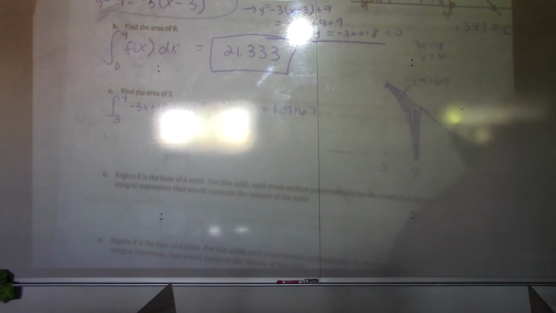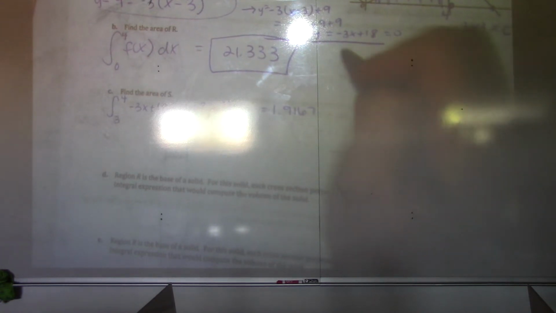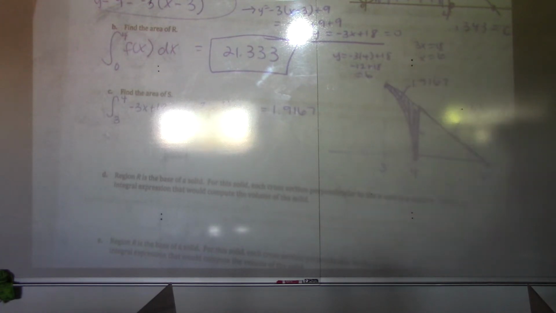Now the rest of S is this triangle right here. I already know the base of the triangle is 2, so I'm going to say base times height over 2. The base is 2. I just need to know the height. The height is just what the line is when x is 4. So I'm going to plug in y equals negative 3 times 4 plus 18. Negative 12 plus 18 is 6. So see how the height right there is 6.